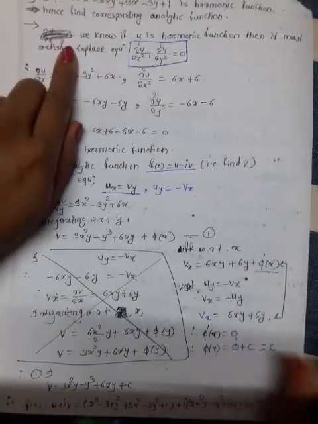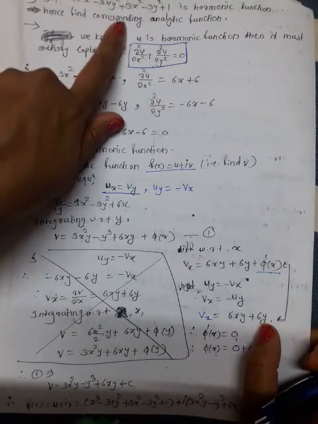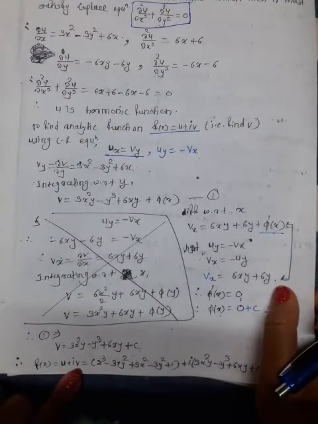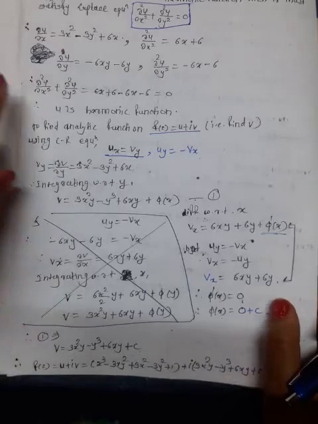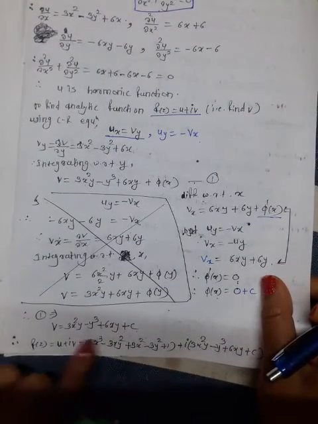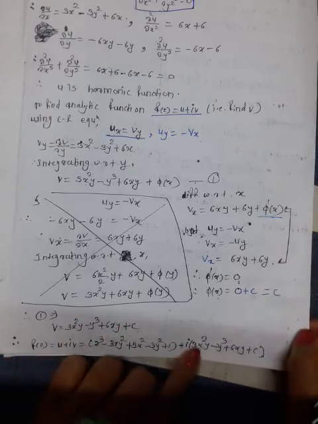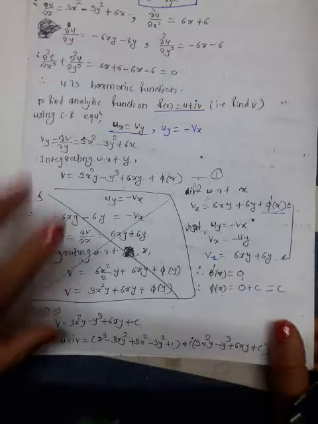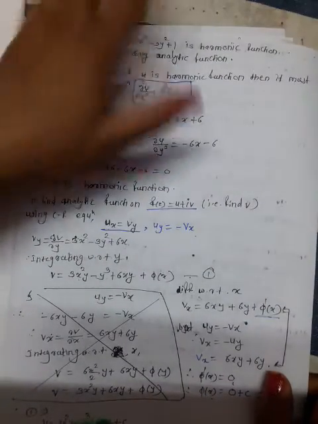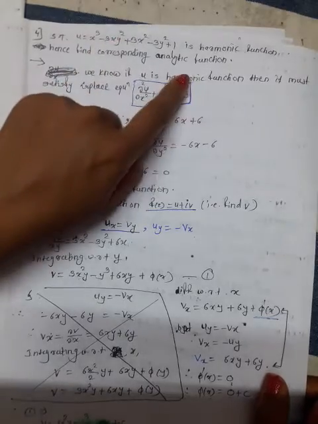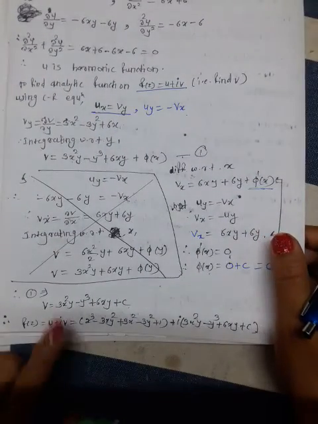This is the second function from here. That's why the answer for find the corresponding analytical function f of z is nothing but u plus iv. u is already given, put that as it is, plus i into v, which we just calculated as this. This is the answer. In some examples they can ask just to find v, in some examples they can ask for finding the analytical function. That is the only difference.